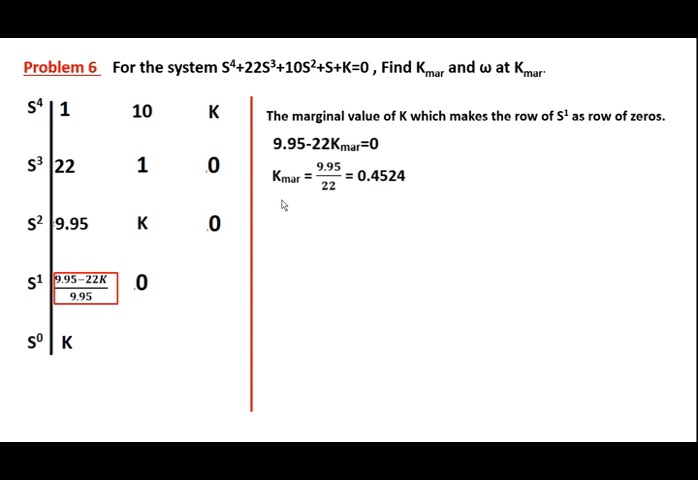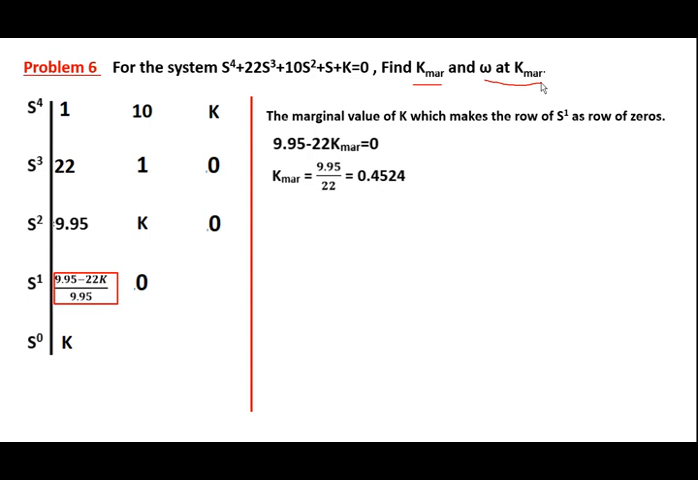So what is k margin? That is equal to 9.95 divided by 22. That gives 0.4524 or 0.4525. It may vary. If you consider the complete term after the decimal point, then you will get the exact value, so exact 0 you will get. So that is the marginal k value. In the question, they asked to find out the marginal k value and also the omega value. We got the marginal k value as 0.4524.